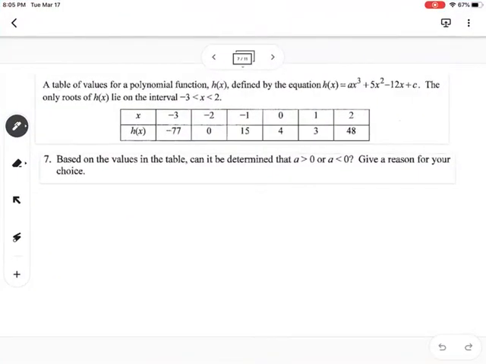Hi guys. Okay, so now we did numbers 1 through 3. I think you should be able to do numbers 4, 5, and 6 on your own.